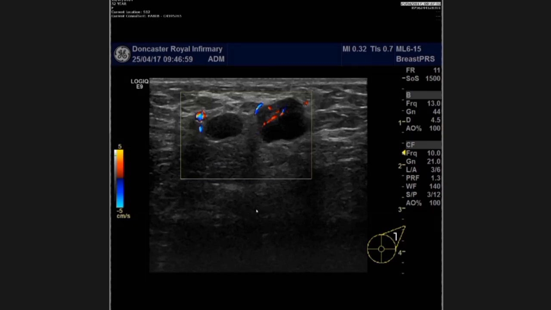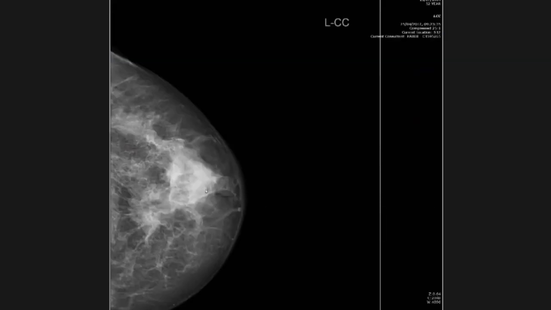Yep. So we thought both the ultrasound and the mammogram were overtly malignant. The whole breast, even though there's this focal area centrally, the whole breast we thought was abnormal.